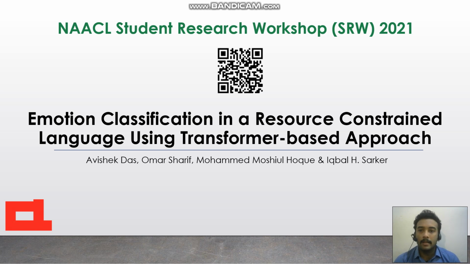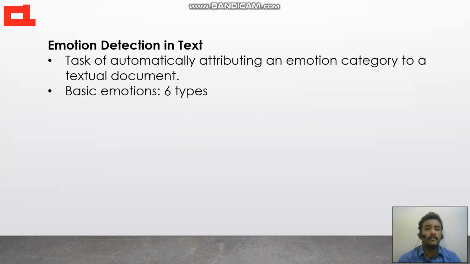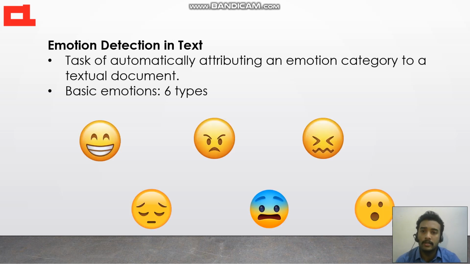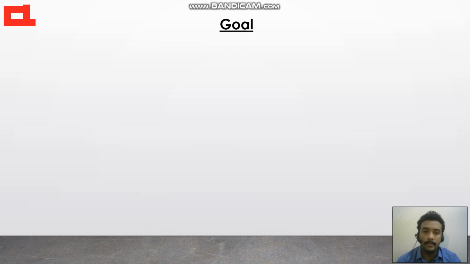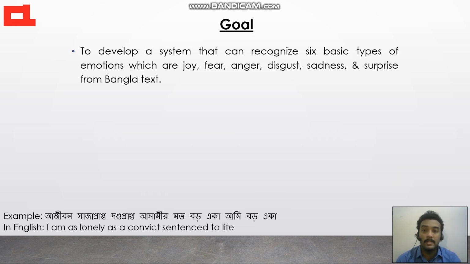Our work is entitled Emotion Classification in a Resource Constrained Language Using Transformer-Based Approach. Emotion classification is basically the process of computationally identifying emotion from text. The 6 basic types of emotions are joy, sadness, anger, fear, disgust, and surprise. Our main goal is to develop a system that can recognize these 6 basic types of emotions from Bangla text.